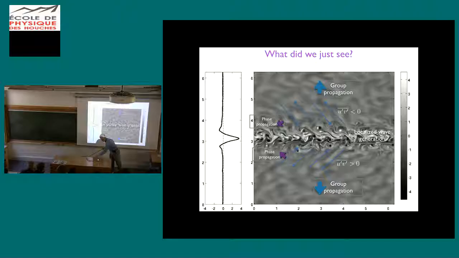So what did we just see? And this is, I think, one of the leading explanations for the formation of the jet stream. Am I exaggerating?